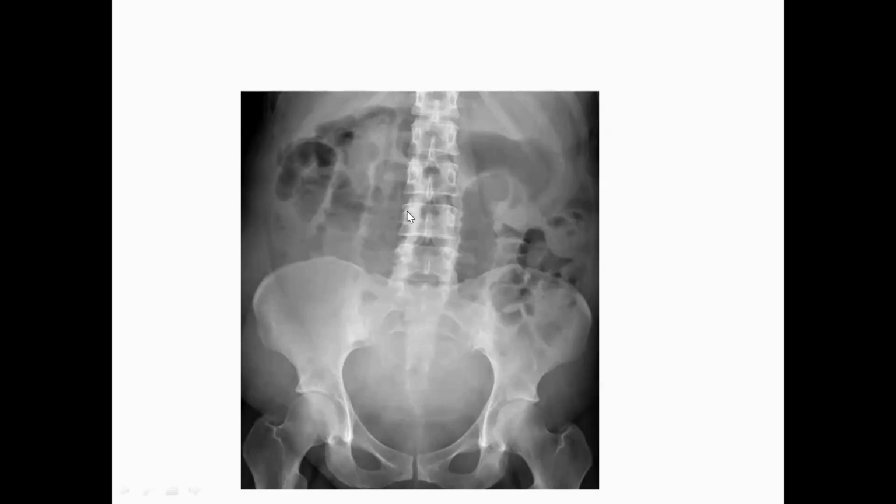If you look here, there is a dilated small and large bowel. These small bowels are centrally located, and the large bowel can also be seen here. This dilatation of the small and large bowel is in a patient who underwent appendectomy 3 days ago.